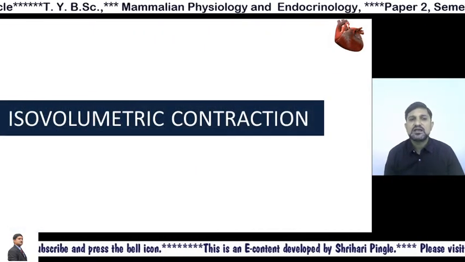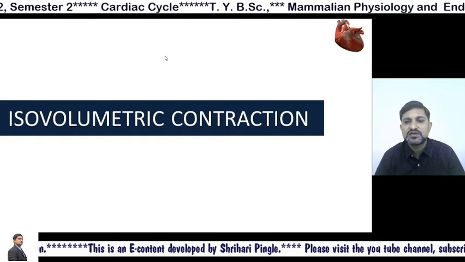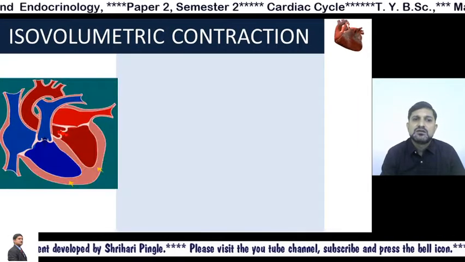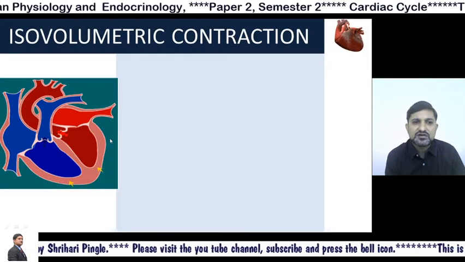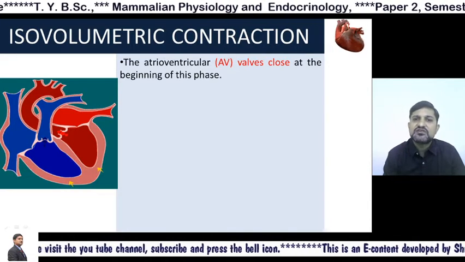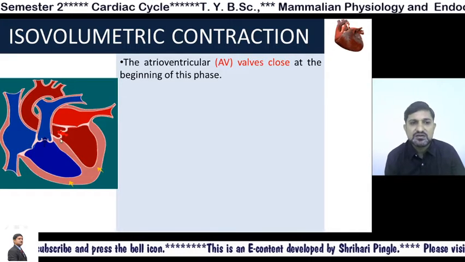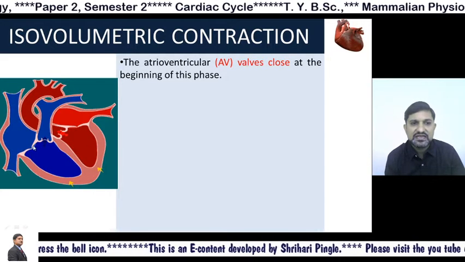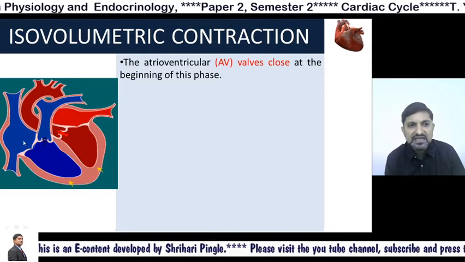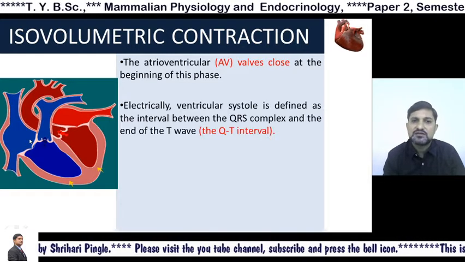Now we'll be looking at the second event of the cardiac cycle, which is called isovolumetric contraction. Now during isovolumetric contraction, the atrioventricular valves close at the beginning. Remember, these are the AV valves. Now these valves close to prevent the backflow of blood from the ventricle into the auricle.